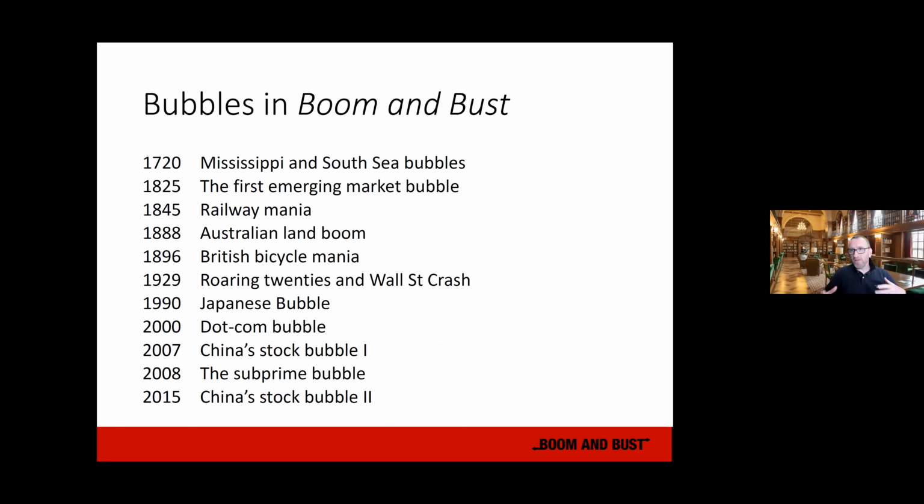Okay, so having that definition, what we did then is think about when these major bubbles occurred. And this is the list of bubbles that we document in the book. We have a chapter on most of these bubbles. Some of them you'll be very familiar with. The Mississippi and South Sea bubbles are certainly very famous. The British railway mania is quite famous, the dot-com, the subprime bubble, but lesser known bubbles are also in here, and we'll talk about some of those as well, such as the emerging markets bubble in 1825, the Australian land boom, bubbles that have been happening in China recently, and also this phenomenon called the British bicycle mania.